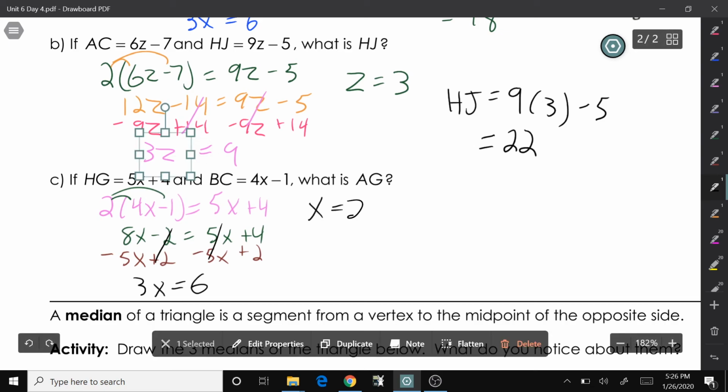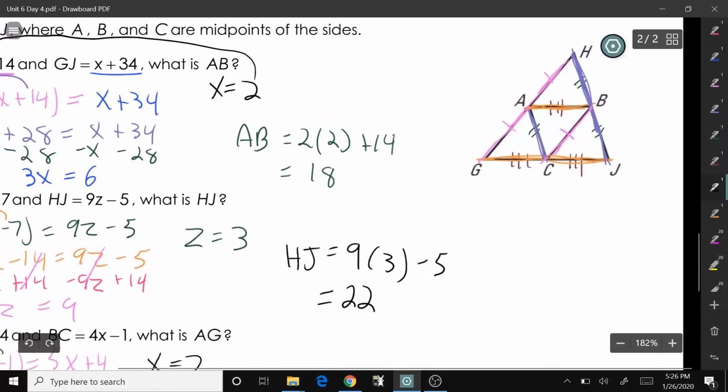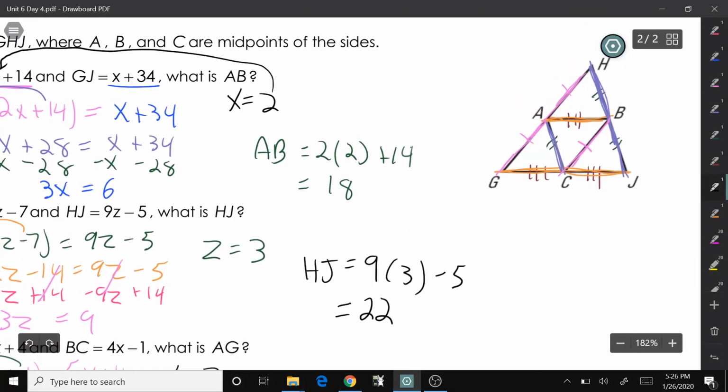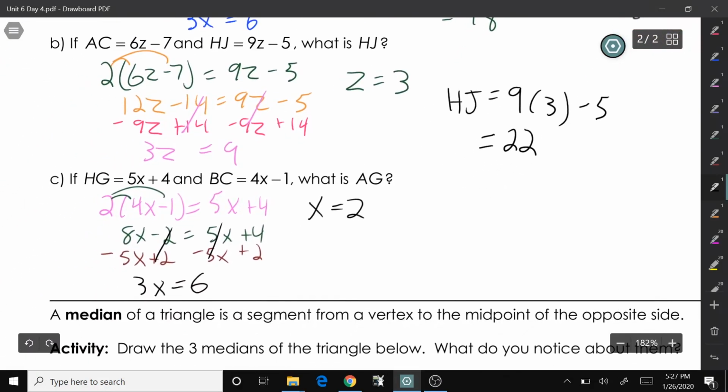X will equal 2. Now we need to plug that in, but let's see what we should plug it in for because we want to get AG. AG is the same length as BC. So let's plug that in for BC because we know they're the same length. So AG is equal to 4 times 2 minus 1, which will equal 7.